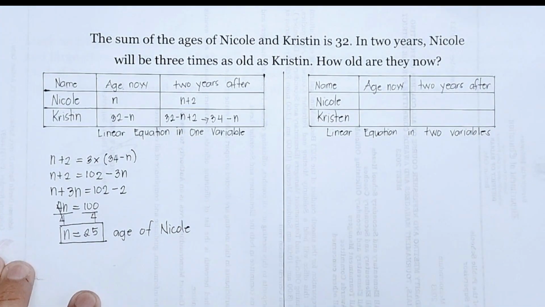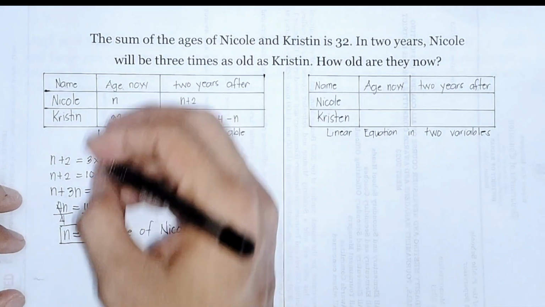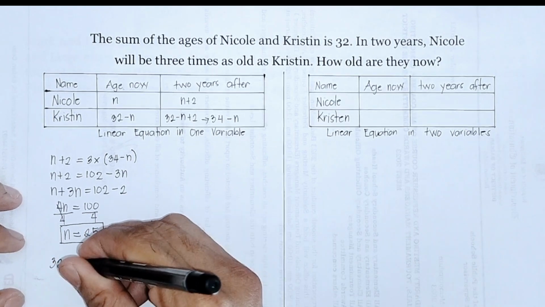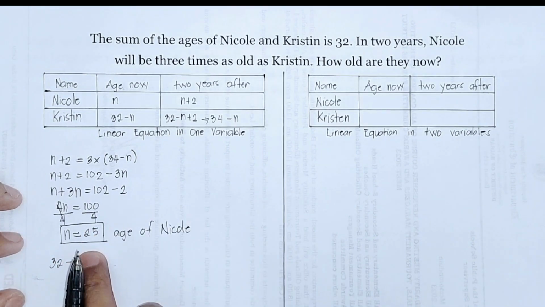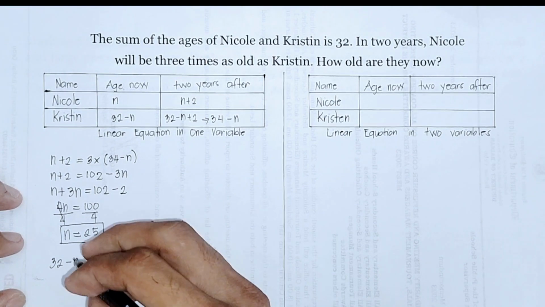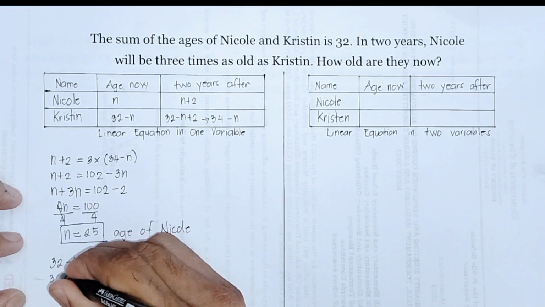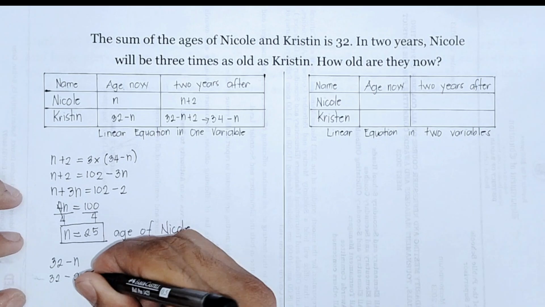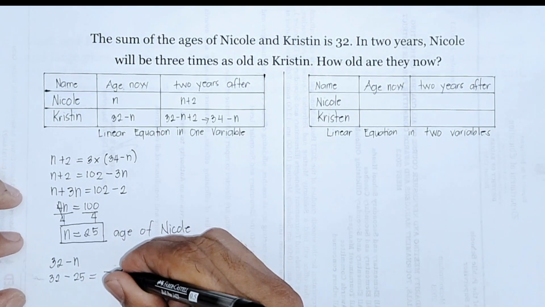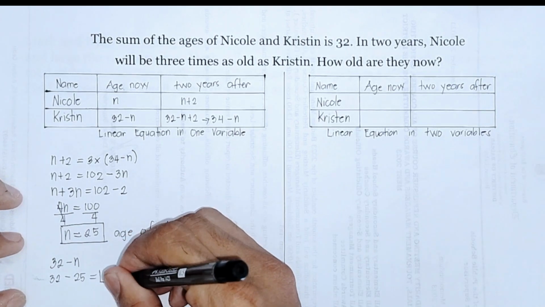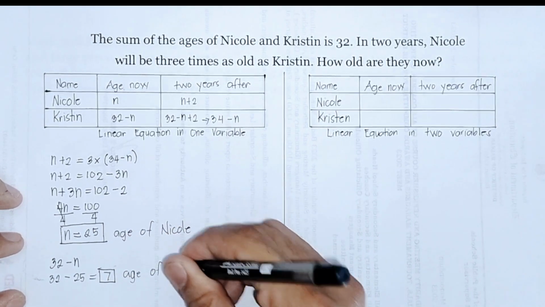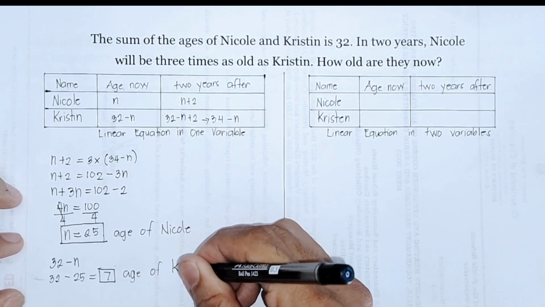And now let's find the age of Christine. So we have 32 minus n. Take note that the value of n is equal to 25, so we're gonna replace n by 25. So that is 32 minus 25, and that is equal to 7. So this 7 is the age of Christine.